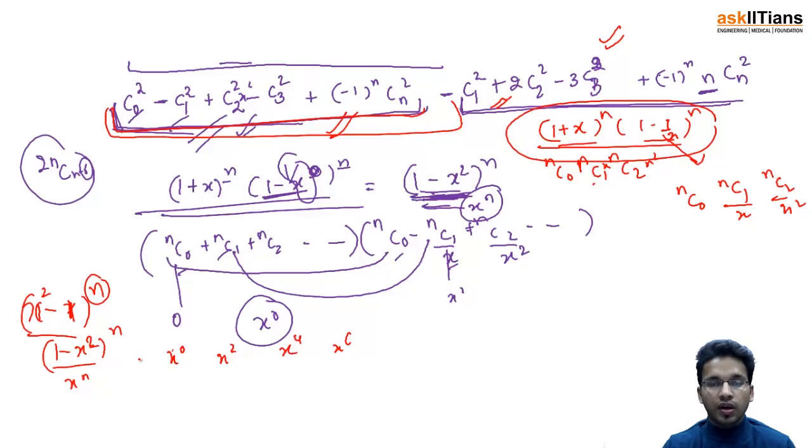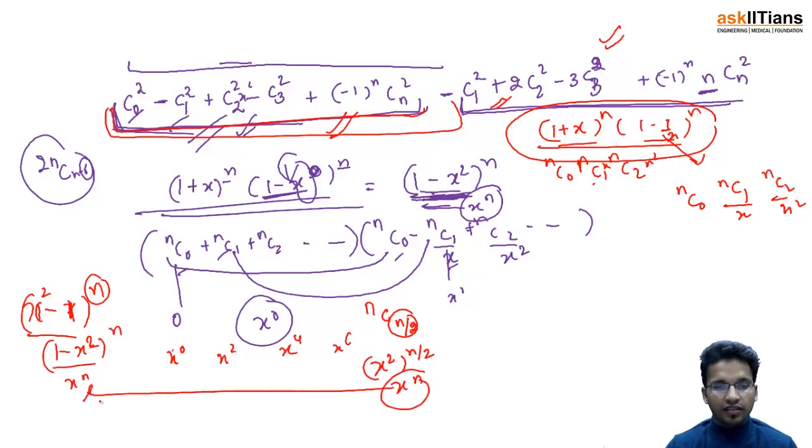We need x raised to power n. So that will be basically nCn/2. Now why n by 2? x square raised to power n by 2 will give me x raised to power n, and this will be getting cancelled by this. So this was the crux.